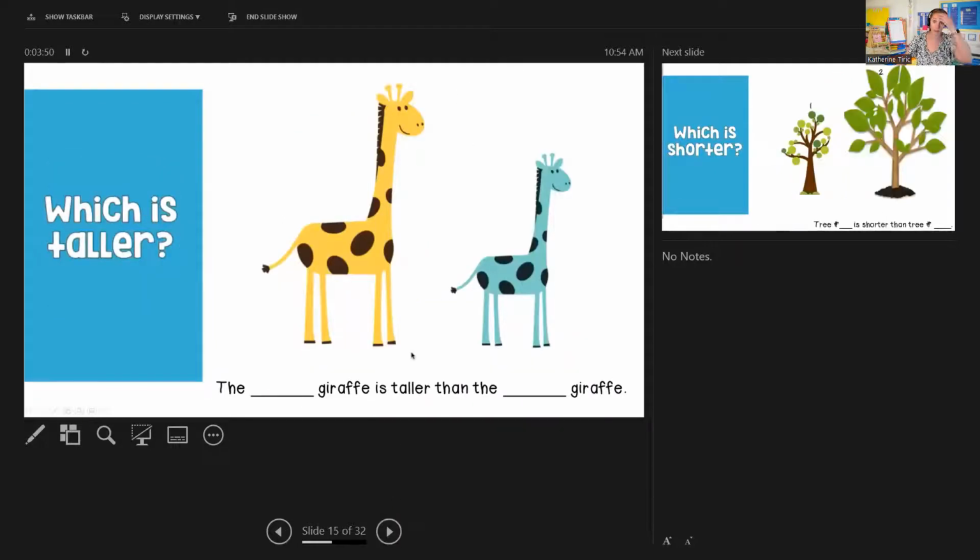Okay, so next for this, you're going to pause and talk about your answers with your learning coach. The blank giraffe is taller than the blank giraffe. Pause for a second. Talk to your learning coach about your answer. Is it the yellow or the blue giraffe?